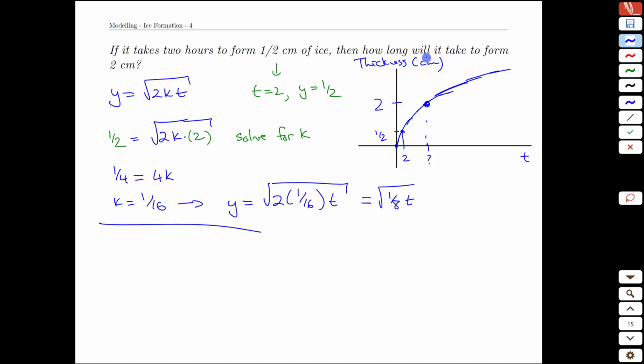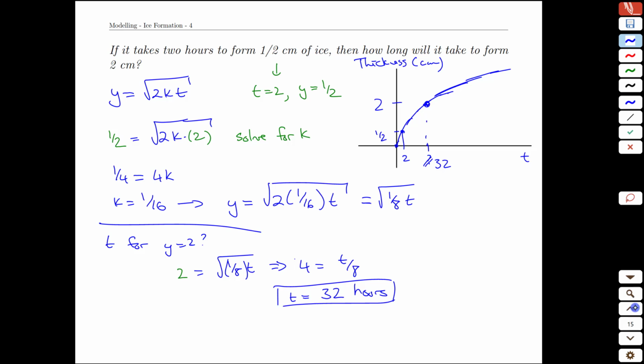The follow-up question was, how long does it take to form 2 centimeters? What t value is going to give us a thickness of 2? Well, we sub in the values and we start solving for t. So we want y equals 2. That means 2 is equal to the square root of 1/8 of t. That'll mean 4 is equal to t over 8, or t is equal to 32. And the units we were using for time are hours. So we're going to have 32 hours required to get to the 2 centimeter mark.